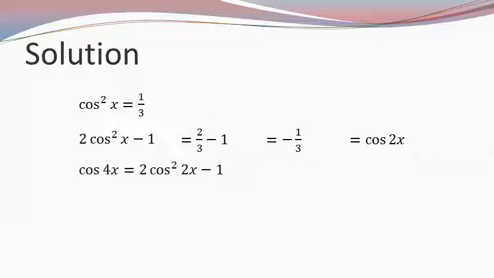So cos 4x, we can write it down in terms of cos 2x like this. We know the value of cos 2x, so we can plug in and we find that this is 2 by 9 minus 1, which is equal to minus 7 by 9. So the correct answer is option 3.